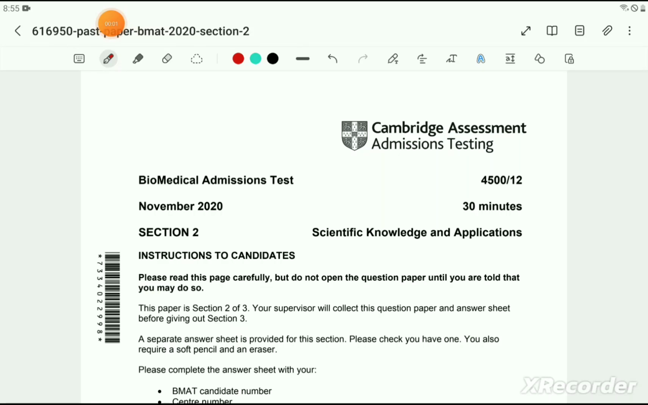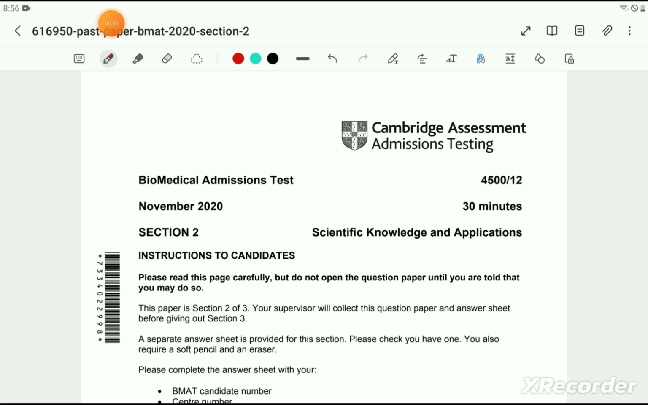Dear students, today we are going to solve some math problems from the BMAT question paper. This is a Cambridge Assessment admission testing for foreign students who want to enter a medical college or university in a foreign state. It is called the Biomedical Admission Test, in short BMAT, and today the questions we are going to solve are from November 22. This is going to be Section 2.